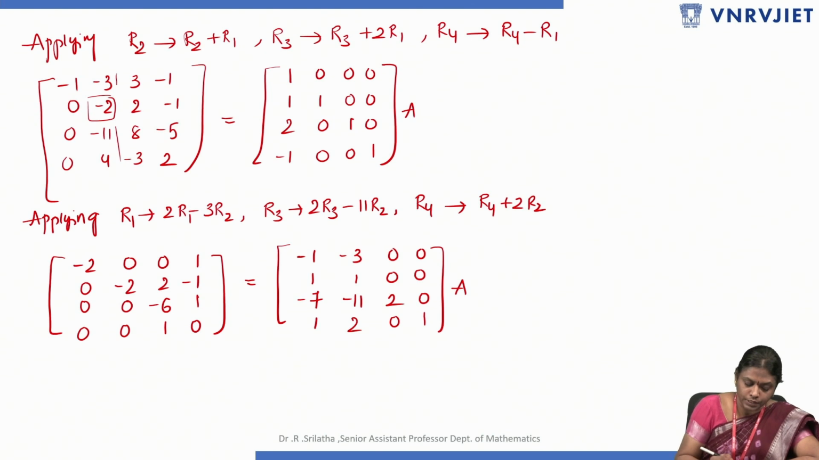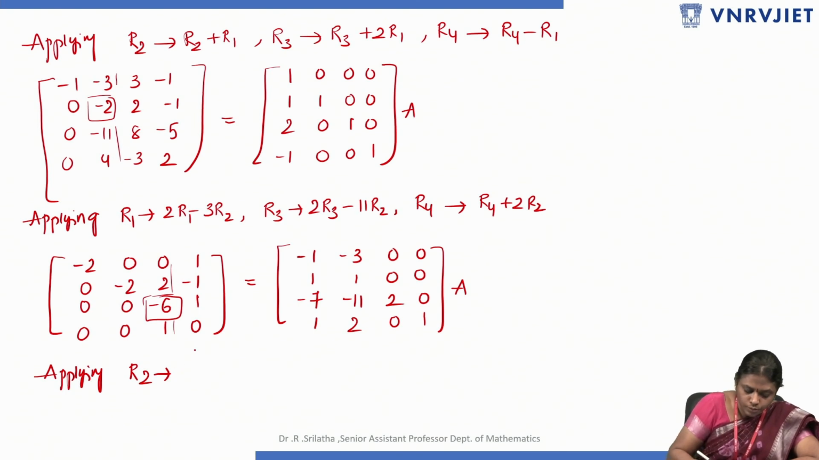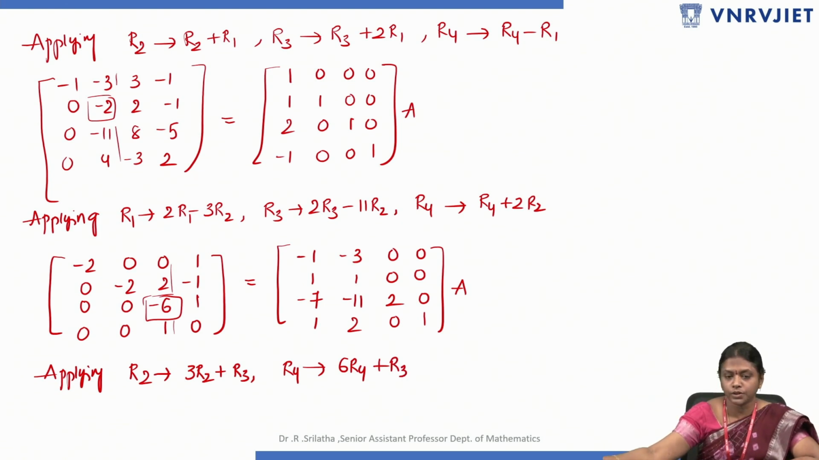So I completed 2 steps, and my third step is, with the help of this element, I need to make all elements above zeros and elements below equal to zeros. Now what are the operations I need to implement here? The first element is automatically 0, no need to perform any operation here. Now moving to second, R2 tends to, I'm having -6 and here 2. R2 tends to 3R2 plus R3, and R4 tends to, here I'm having 6 and this is 1. Now multiplying this with 6, R4 plus R3. So these two operations we need to implement both in LHS and RHS.